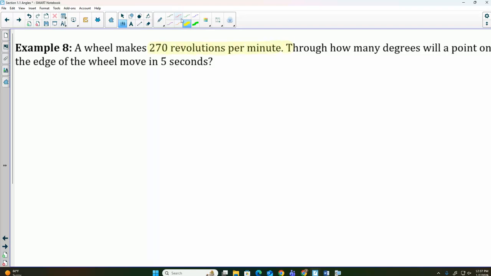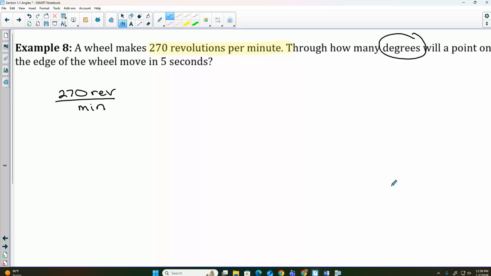270 revolutions per minute. So 270, I include my labels. Revolutions, per is like dividing, a minute. I need to get to degrees. So first I have to figure out how do I go from a revolution to a degree. What does a revolution mean? It went 1 time around. How many degrees is 1 time around? So I know 1 revolution is the same thing as 360 degrees.